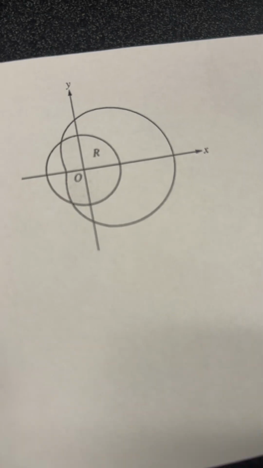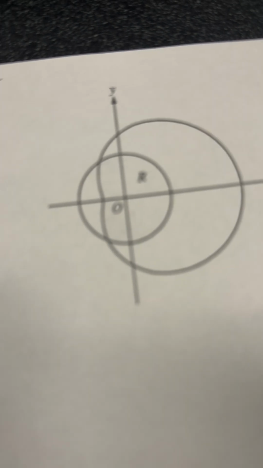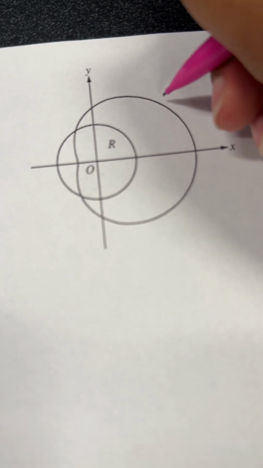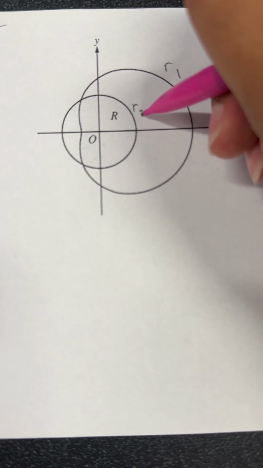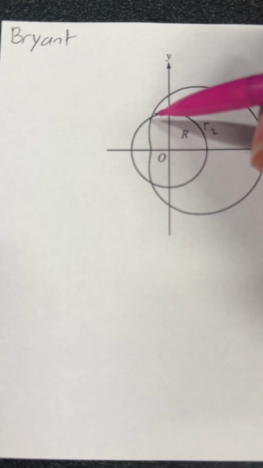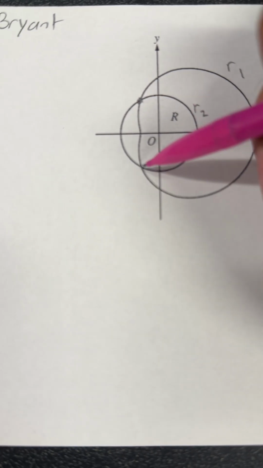How do you start setting up your integral for a graph like this? Where the two graphs intersect. So that's the number one thing: figure out where the two graphs intersect. Let's call this big one R1 and this one on the inside R2. It doesn't really matter what the equations are at the moment. Finding these two points is very critical. You're going to set R1 equal to R2 and solve for theta.